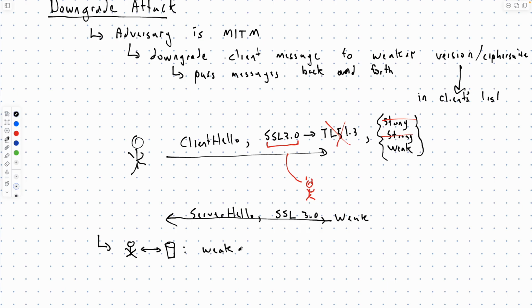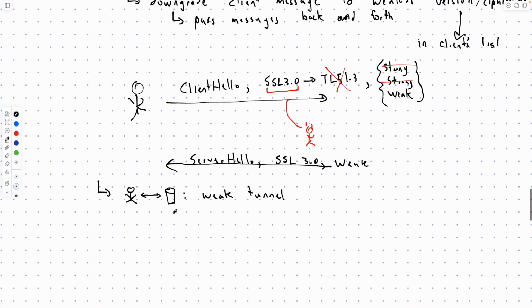They're going to end up with a weak tunnel because of the downgrade itself. Okay? Now, there's one thing that saves us. Everything about the encryption that's used is negotiable. But the MAC itself, until TLS 1.3, was not negotiable. You can't negotiate the MAC. It just was fixed. And there was no weak MACs.